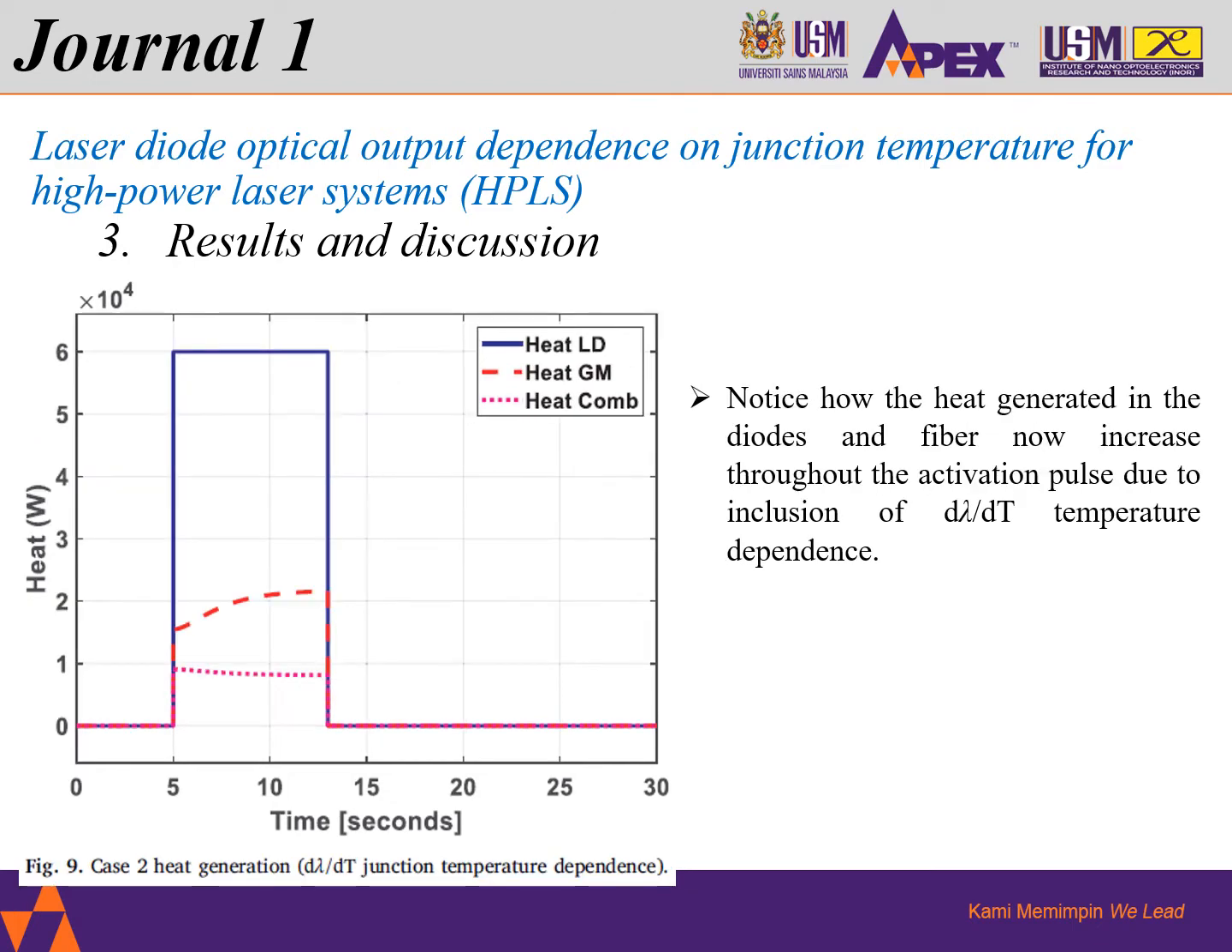This is the second case heat generation result. As there's a degradation in output optical power from the previous results, you will see some rise in the heat of the gain media here for this period of time. So there's no longer a constant heat generation as in the first case.